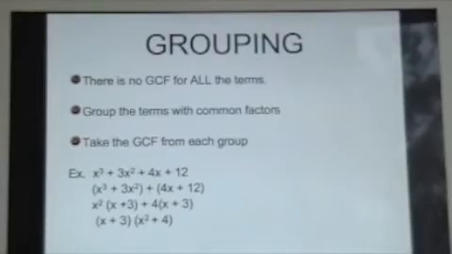Grouping's easy. It's just like taking the GCF of 2 separate terms and then the GCF of that. Sounds confusing, but it really isn't. Use grouping when there's no GCF for all of the terms. Group the terms with the common factors, and then take the GCF from each group. Look at this example.